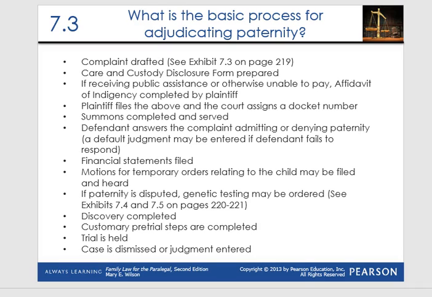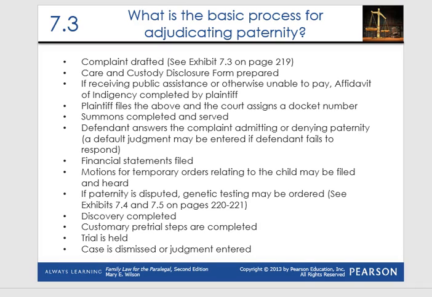What's the basic process for adjudicating paternity? First, a complaint is drafted. You'll see a complaint form on page 219 of your text in Exhibit 7.3. You can also look at some of the forms that are available through the Franklin County Juvenile Court website. Care and custody disclosure form is prepared. If receiving public assistance or otherwise unable to pay, an affidavit of indigency is completed by the plaintiff. The plaintiff files the above and the court assigns a docket number or case number, typically referred to as a case number in Ohio.